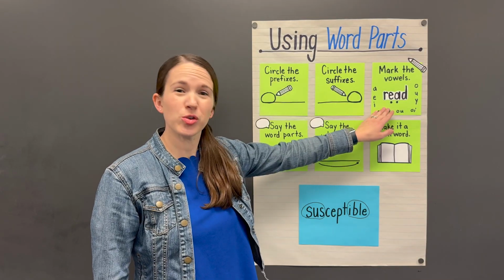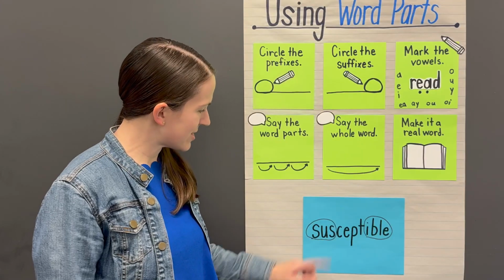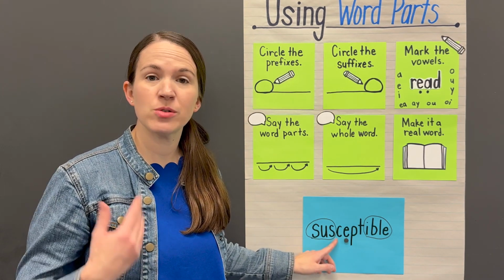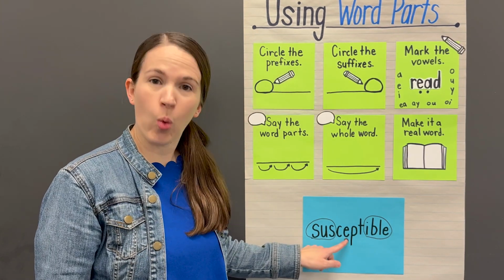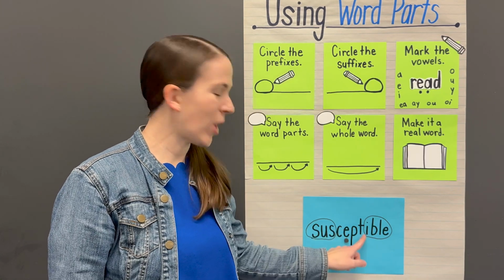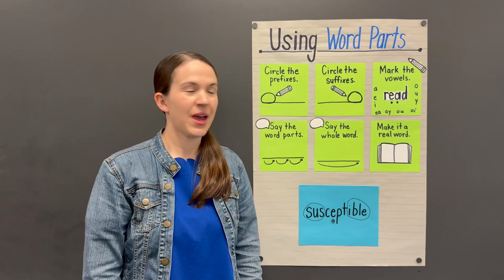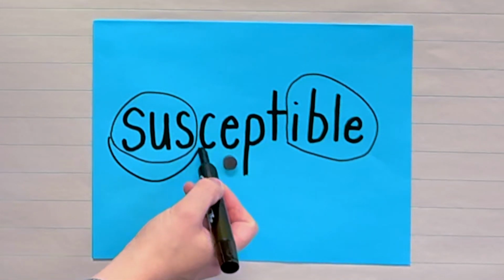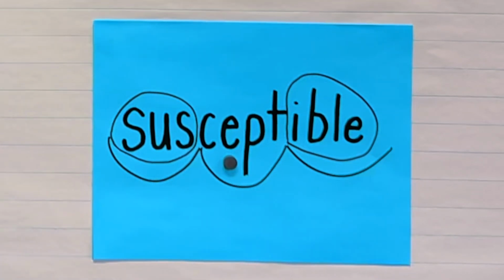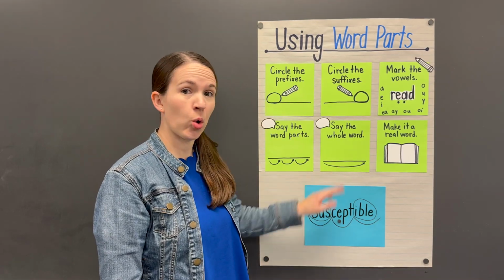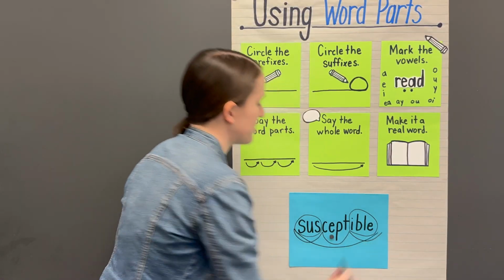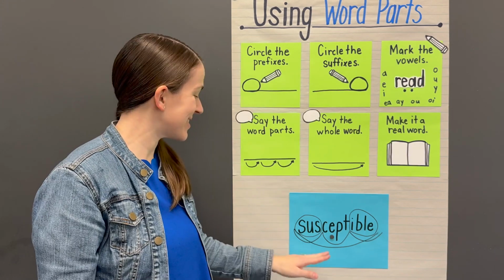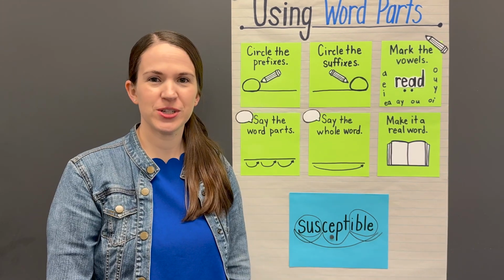Now, let's mark the remaining vowels. We see E, which will make the C make the soft sound S. Since there is one vowel, we expect to find one syllable in this root. Let's say the word parts. Susceptible. Now, let's say the whole word. Susceptible. Is that a real word? It is. Since this is a word, we're finished.